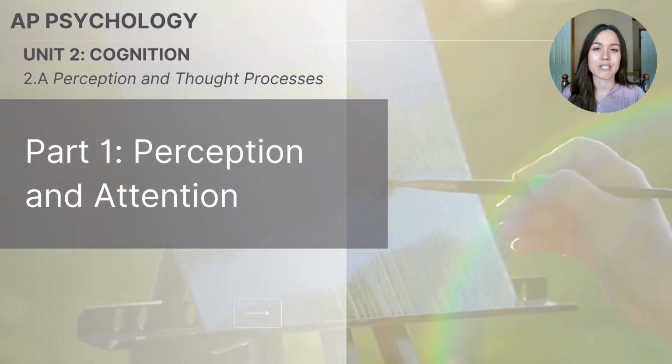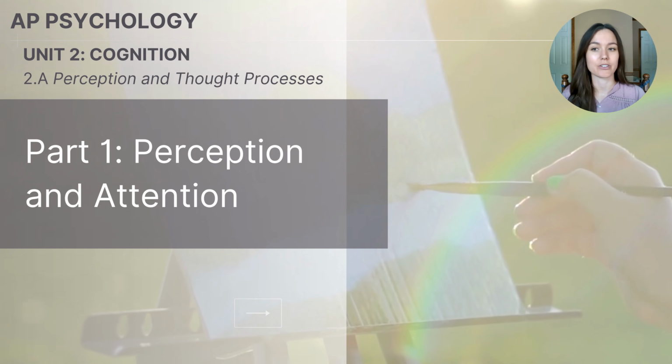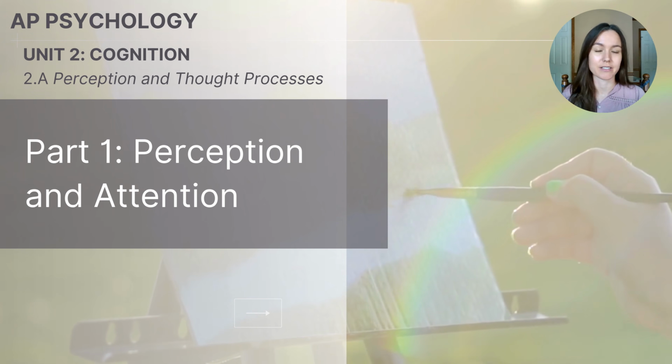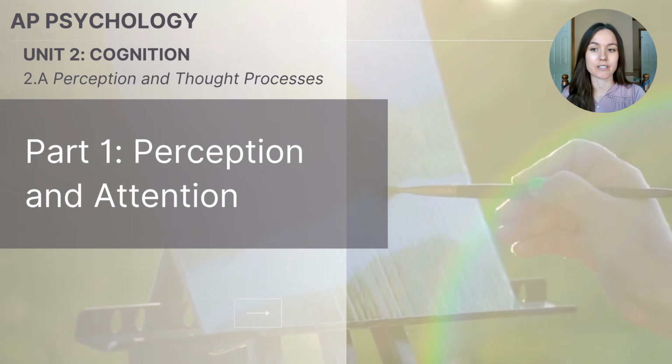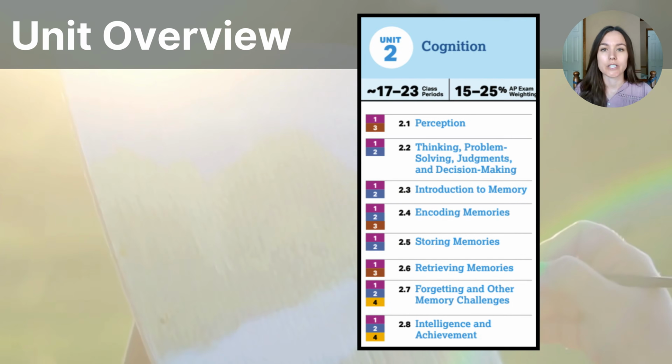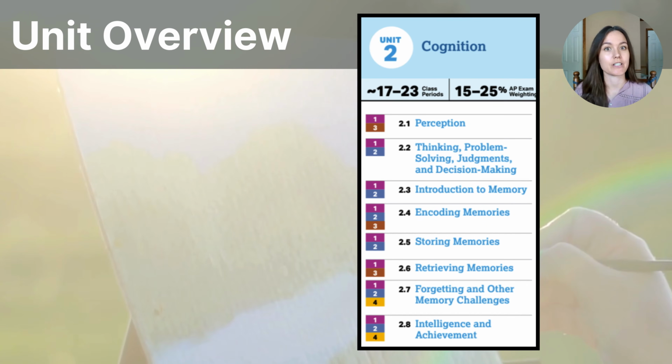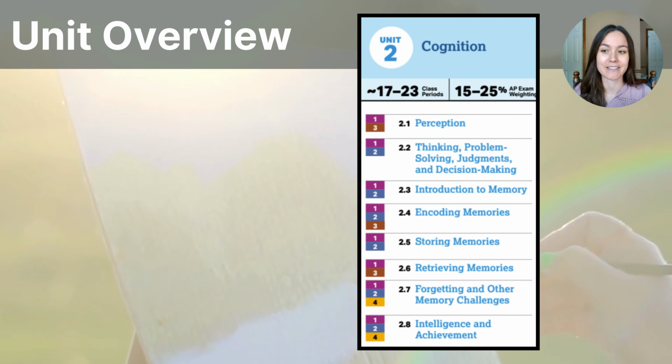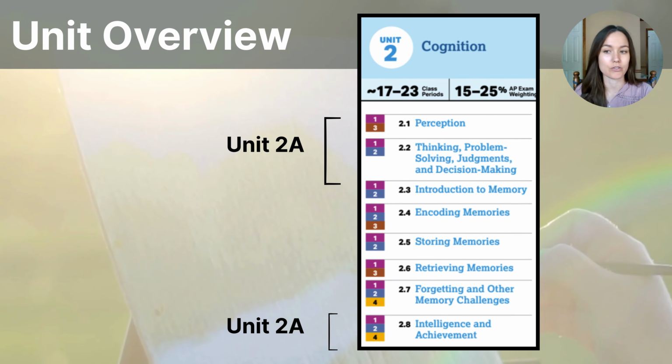Hi everyone, this video is part one of the 2A series titled Perception and Thought Processes from the Unit 2 Cognition series for AP Psychology students. Notice that this unit is titled Cognition, and there is a lot of important information here. I've decided to break up this unit into two parts that I'm calling 2A and 2B.